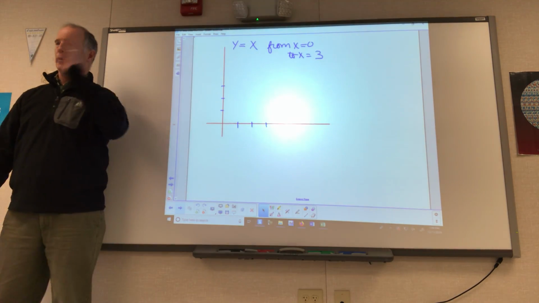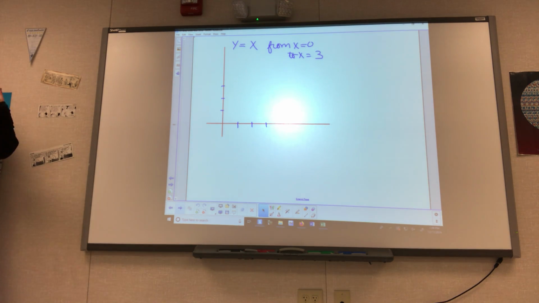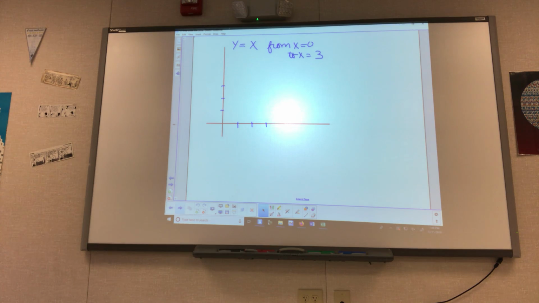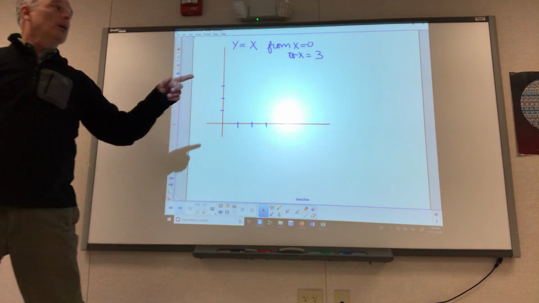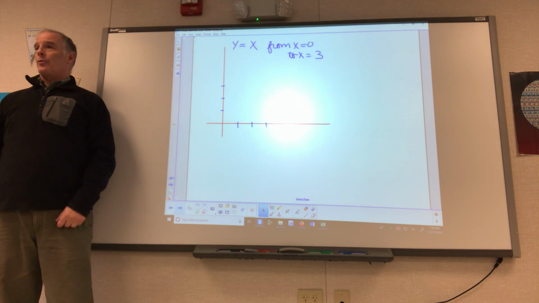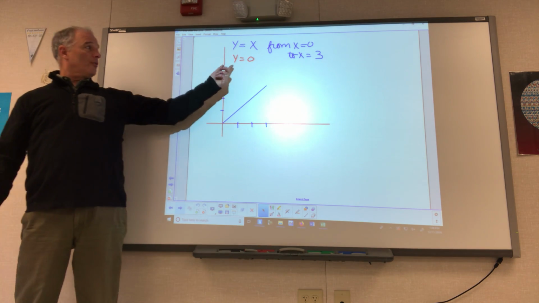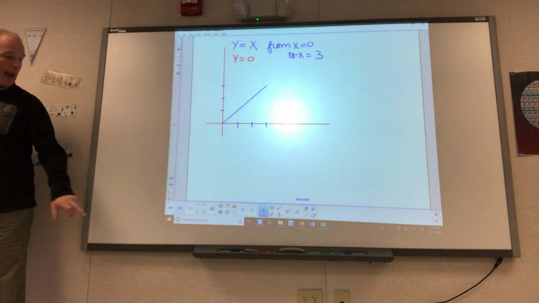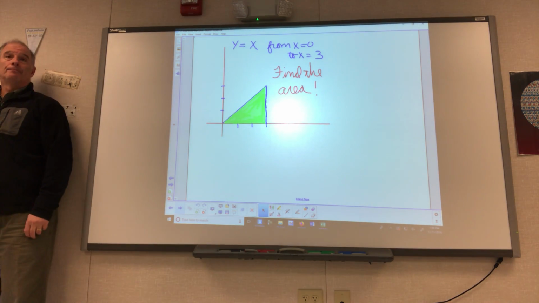So I'm going to start with a super easy one. Don't write this one down. Just kind of look at it. I want to find the area under the curve, and the curve, air quotes in this case, is y equals x. So not a curve, just a straight line. But from 0 to 3. Now when I say area under the curve, what I mean is below the curve but above the x-axis. So the bounded area in there.